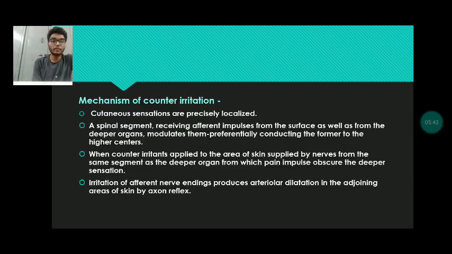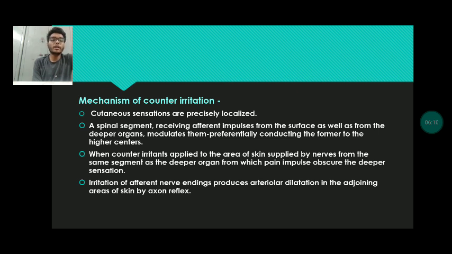Mechanism of counter-irritant. Cutaneous sensations are precisely localized. A spinal segment receiving afferent impulses from the surface as well as from the deeper organs modulates them preferentially, conducting the former to the higher centers. When counter-irritants are applied to the area of skin supplied by a nerve from the same segment as the deeper organ from which pain impulses arise, they obscure the deeper sensation.